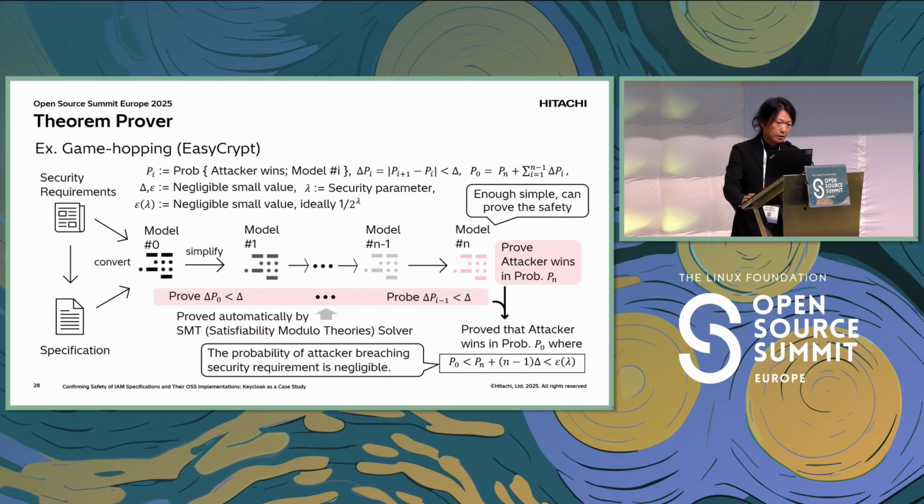Then, after proving this model's security ourselves, this method traces back to the original model to show that the original model, number zero, is secure, by applying the SMT solver, satisfiability modulo theories solver. So this is how the game hopping method works, briefly.